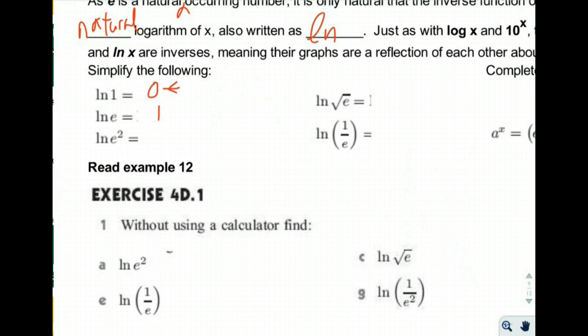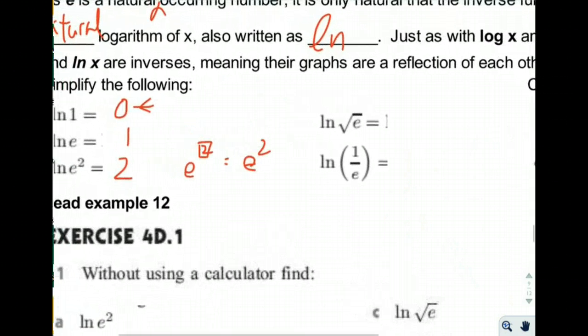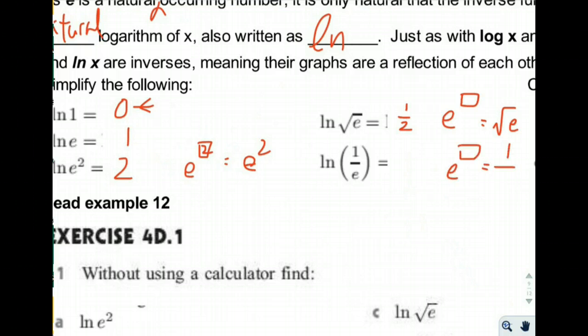Okay, e to the what is equal to e squared. Well, when you write it like that, it seems like a silly question, right? E to the what is equal to square root of e. It's 1/2, right? E to the what is 1 over e. E to the negative 1, right?